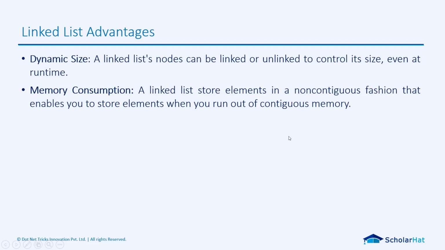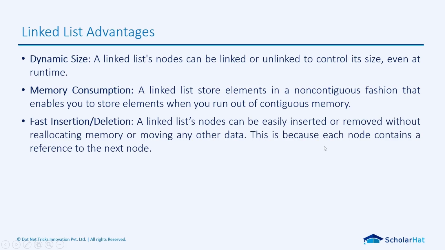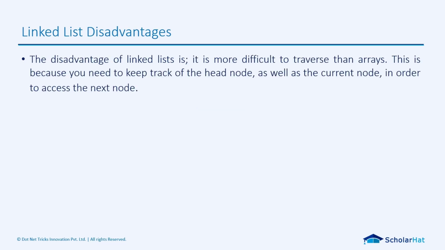Next is fast insertion and deletion. The insertion and deletion in a linked list is in constant time, that is O(1). A linked list node can be easily inserted or removed without reallocating memory or moving any other data. This is because each node contains a reference to the next node. So what are the disadvantages of a linked list? The disadvantage is that it is more difficult to traverse than an array. This is because you need to keep track of the head node as well as the current node in order to access the next node.